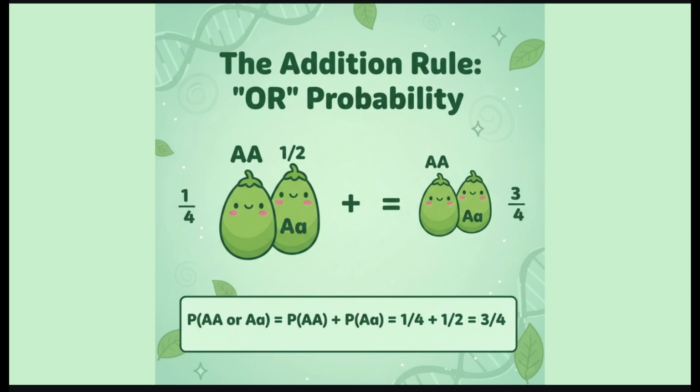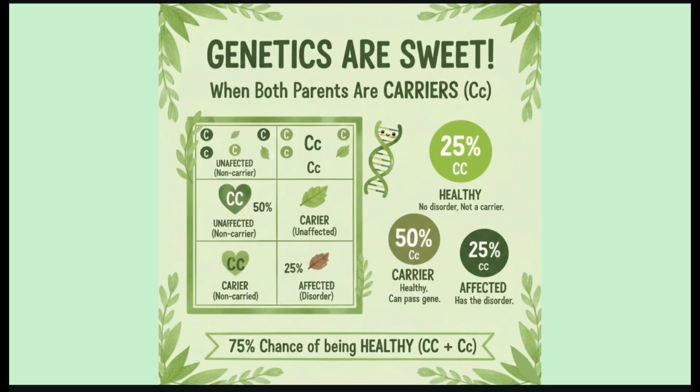Now let's say both parents are carriers for a genetic disorder. There's a 25% chance the child will have the disorder, a 50% chance the child will be a carrier, and a 25% chance the child will be completely unaffected. This is how scientists predict traits in real life.